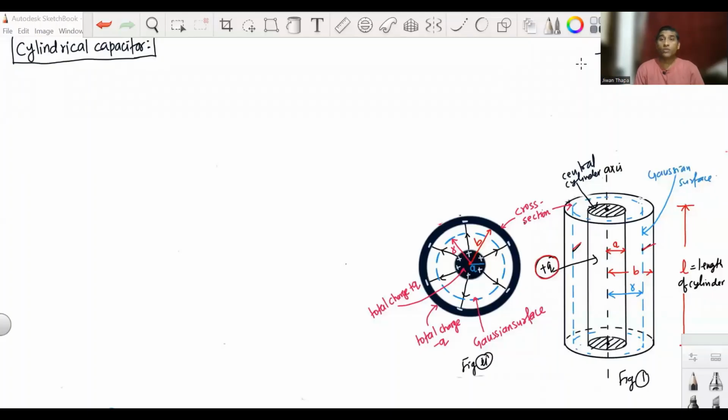Hello everyone. Today we are going to discuss the cylindrical capacitor, and we are going to find the mathematical expression for capacitance in the case of a cylindrical capacitor. A cylindrical capacitor consists of a central cylinder or wire and a concentric cylindrical cell. So we find in this figure, there is a central cylinder and a concentric cylindrical cell.